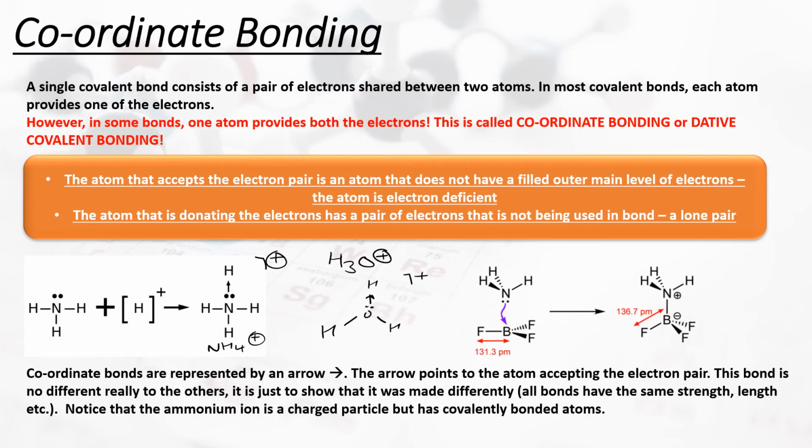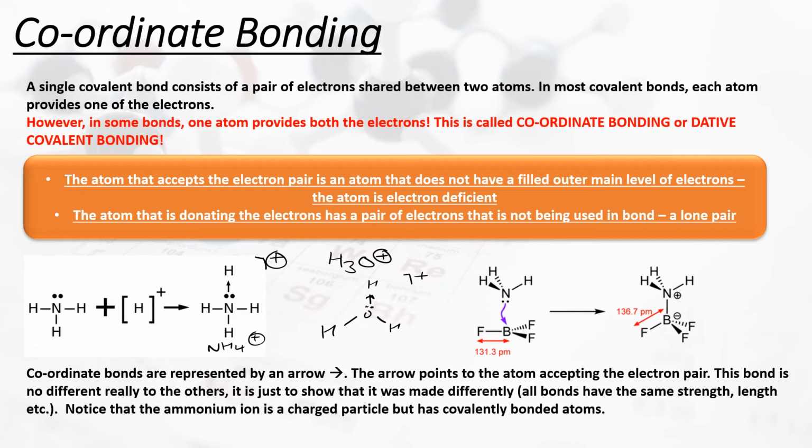Now, another type of covalent bond is something called a coordinate bond or a dative covalent bond. In a single covalent bond, we have a pair of electrons shared between two atoms. And in most covalent bonds, a normal covalent bond, each atom provides one of those electrons. Think about H2 or F2. We have one electron from each atom being shared. It's a very mutual sharing, one electron from each.